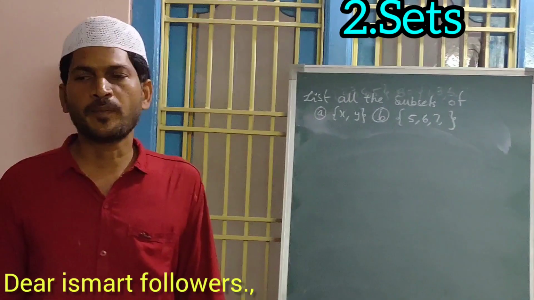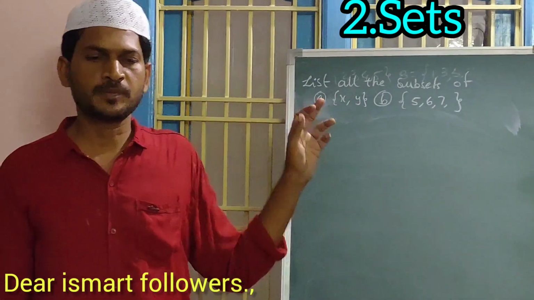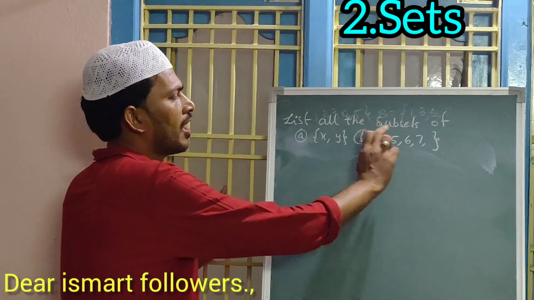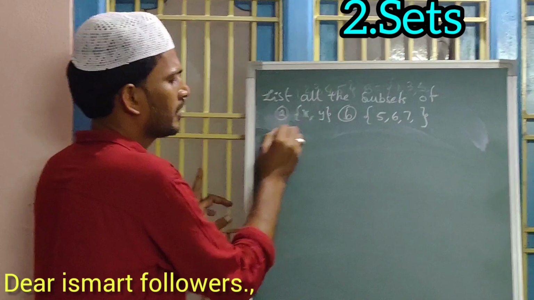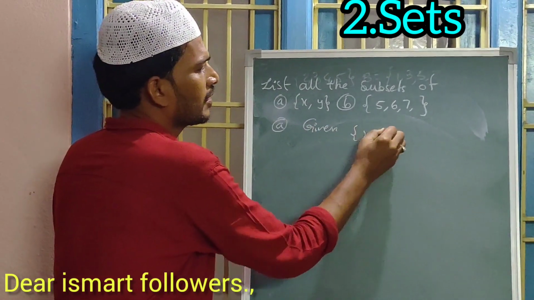See, it's a very important problem. Sometimes it will give a blank, or a 1 mark question or a 2 mark question. List all the subsets. 2 questions are there here. What is the first question? X comma Y. Here he is asking for all subsets.